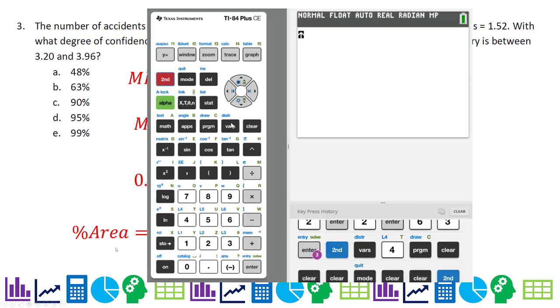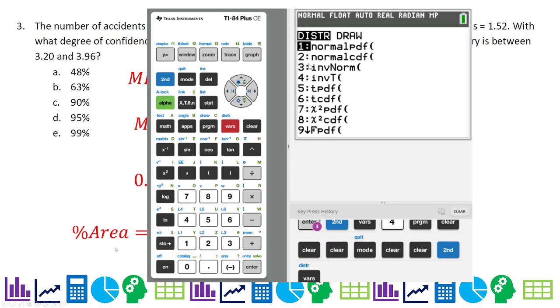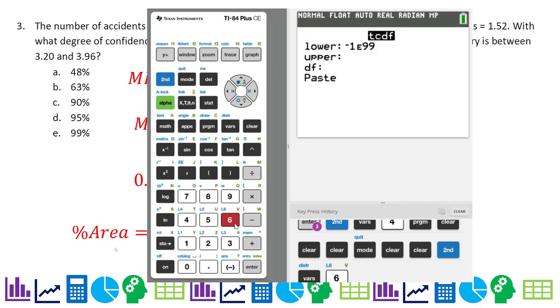First, you go to second distribution, and instead of normal CDF, we're looking for something with a T, and you can see it down here, number 6, tCDF. We have our critical value of 2, which means we're starting at -2. Make sure to hit the negative sign, and going up to +2.